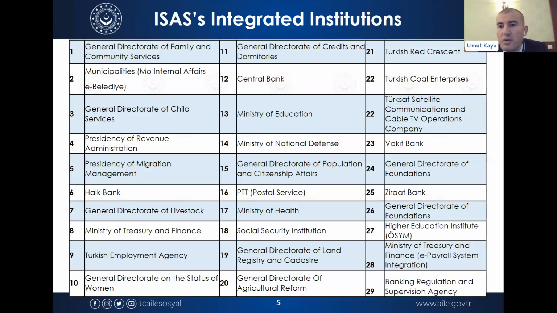Social assistance for the families of servicemen and personnel. For example, you can get data from the General Directorate of Child Services, number 3, which covers children who are especially in need of protection and social assistance.